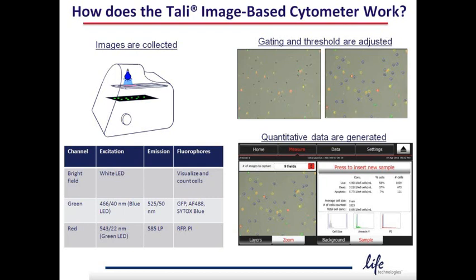And then after it spits out that information, you have some ability to both gate on the cells that are of a particular size that you're interested in, and you can threshold on the fluorescence to determine whether those cells are fluorescent or not. This particular instrument can count up to about 35,000 cells in its maximum concentration and field of images parameters.